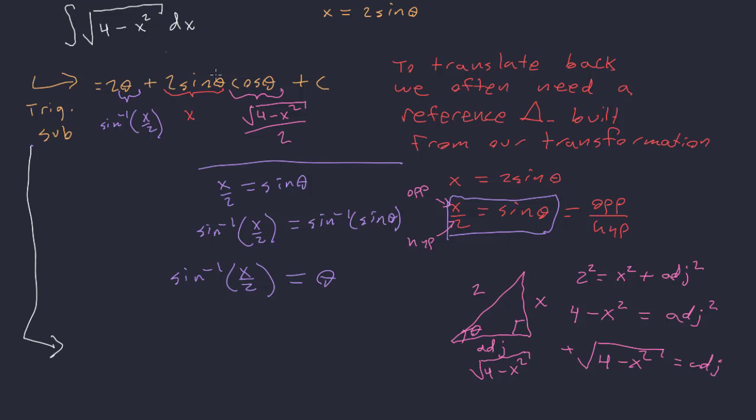All right, so when we simplify this all the way, now we plug everything in and get it all in terms of x's. We will have 2 times sine inverse of x over 2, plus 2x times the square root of 4 minus x squared over 2, plus c. Now these 2's cancel nicely, so I'll just get rid of them and say our final answer is 2 inverse sine of x over 2 plus x times the square root of 4 minus x squared. And there we go.